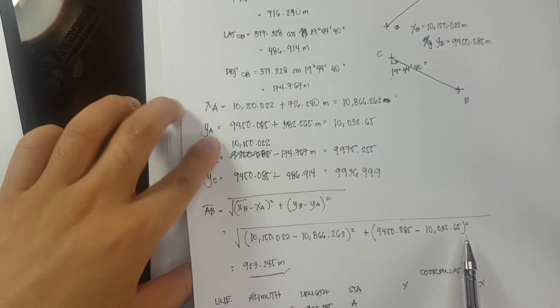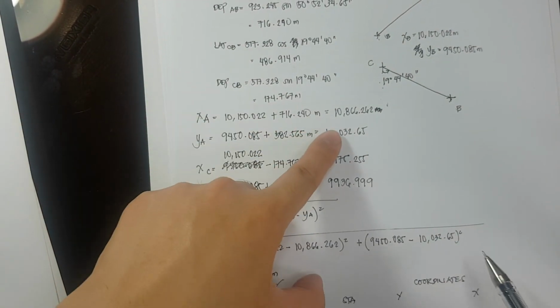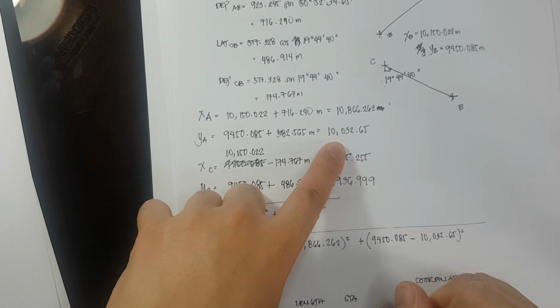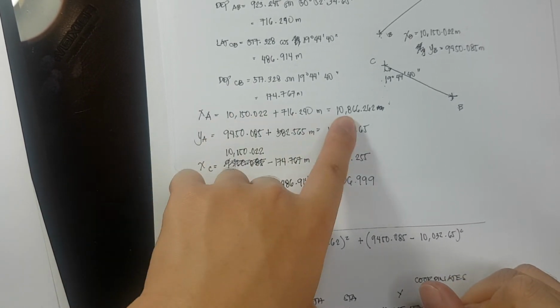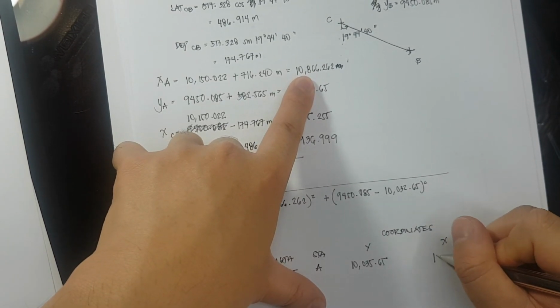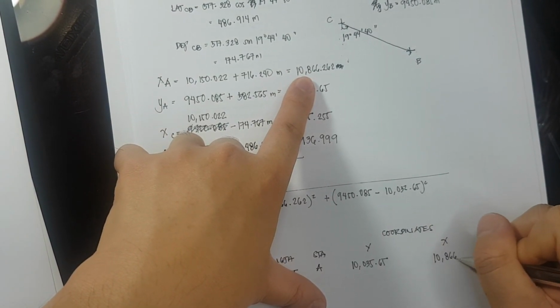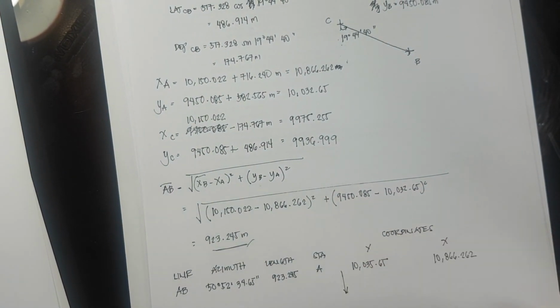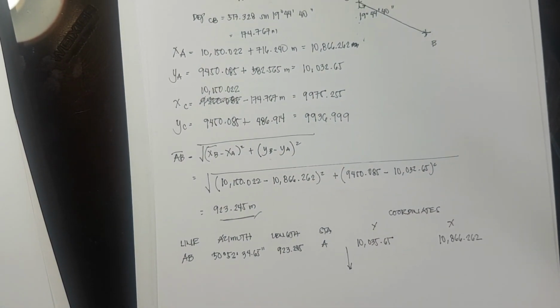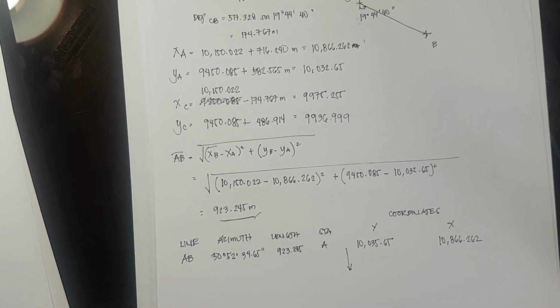Okay. Then for the coordinates of A, we have for the y-axis, 10,035.65. Then for the x, it is 10,866.262. Okay, and you should do the rest. So I hope by now you already know how to determine your coordinates using the given data or vice versa.